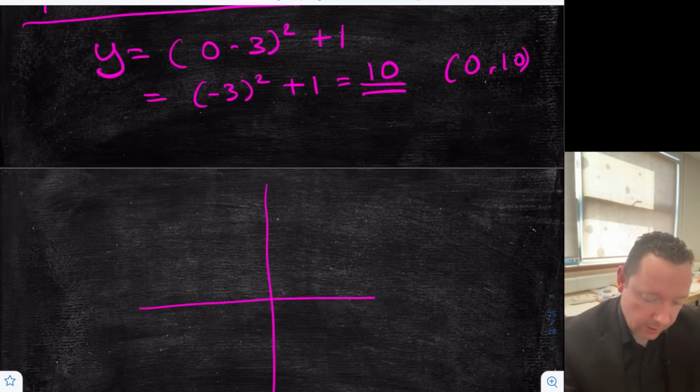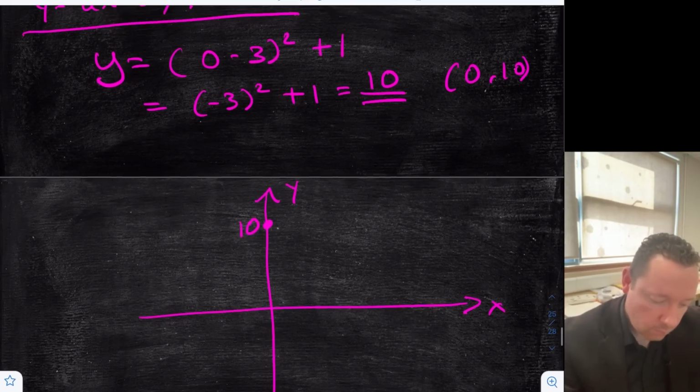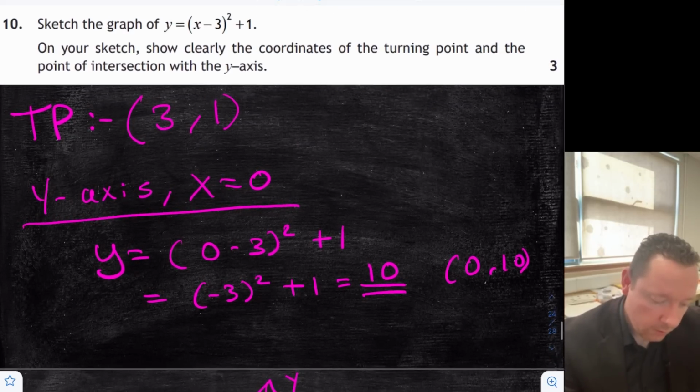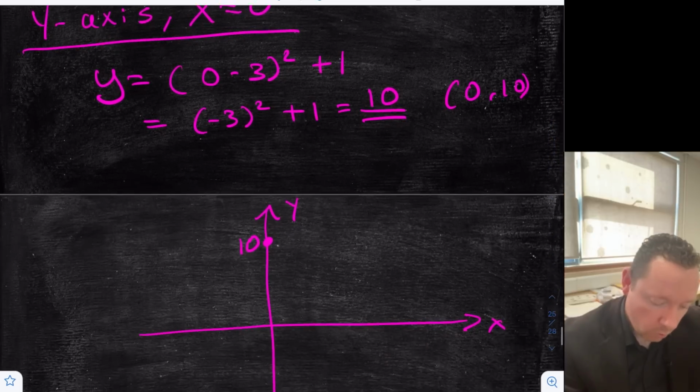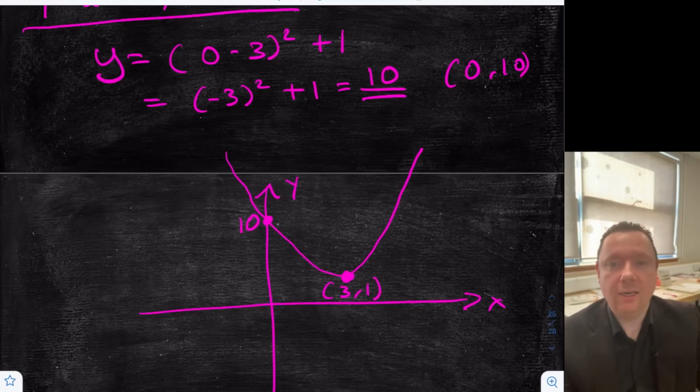An x and y-axis, it's just a little sketch. So we're going to cut at 10, so I'll just note that. And our turning point is (3, 1). So we can go along 3, up 1, say, is there, and then just draw a nice, neat parabola and label that point nice and neatly (3, 1), and we're done there.